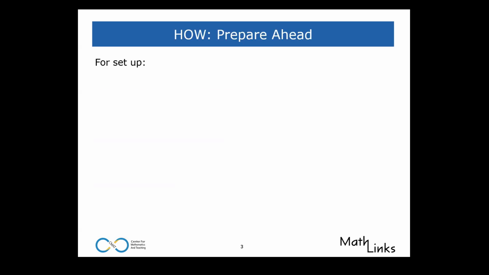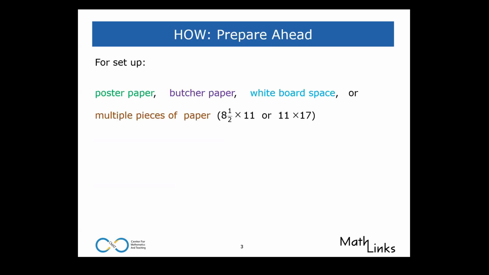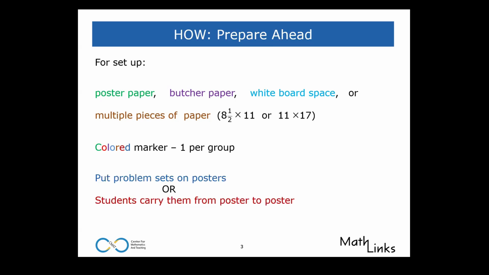To set up, you'll need space around the room for groups to do their work. What's usually used is poster paper, butcher paper, whiteboard space, or even taped together smaller pieces of paper. Sometimes you'll need grid paper too. Each group gets a different colored marker, just one per group. And the problem set is either right on the poster or students carry it around with them.